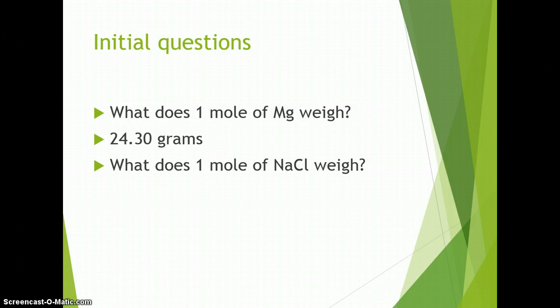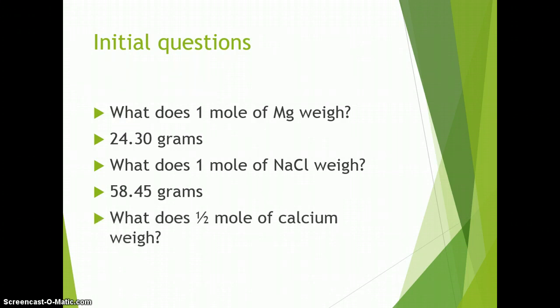What does 1 mole of sodium chloride weigh? Well, in order to figure out what 1 mole of sodium chloride weighs, we need to add up sodium, which is the 23, and we need to add up the chlorine, which is the 35.45. And so if we do those calculations and we add them together, we get 58.45 grams. And then if we think about this another way, what does a half a mole of calcium weigh? Well, according to the periodic table, 1 mole of calcium weighs 40.08. So a half a mole of calcium weighs 20.04. I just divide it by 2.